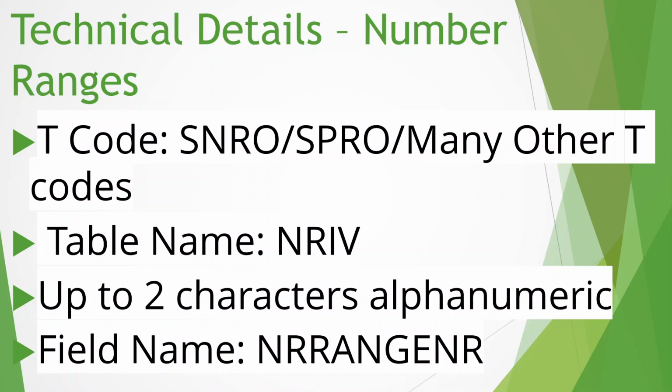It can be denoted by only two characters. It can be 00, 0A, or AA. Whatever way you choose, you can do that. The field name of the number ranges is NRRANGENR. I will show you these things in the system as well as part of the system demo.